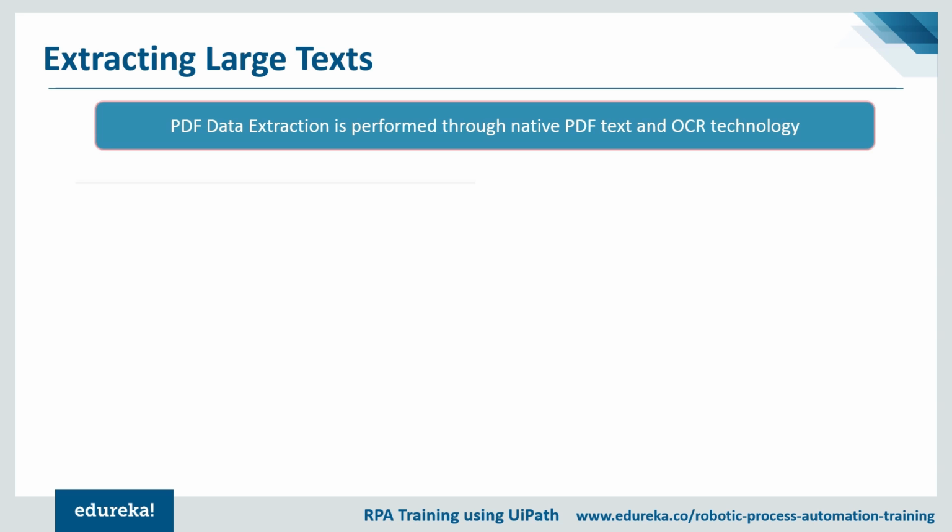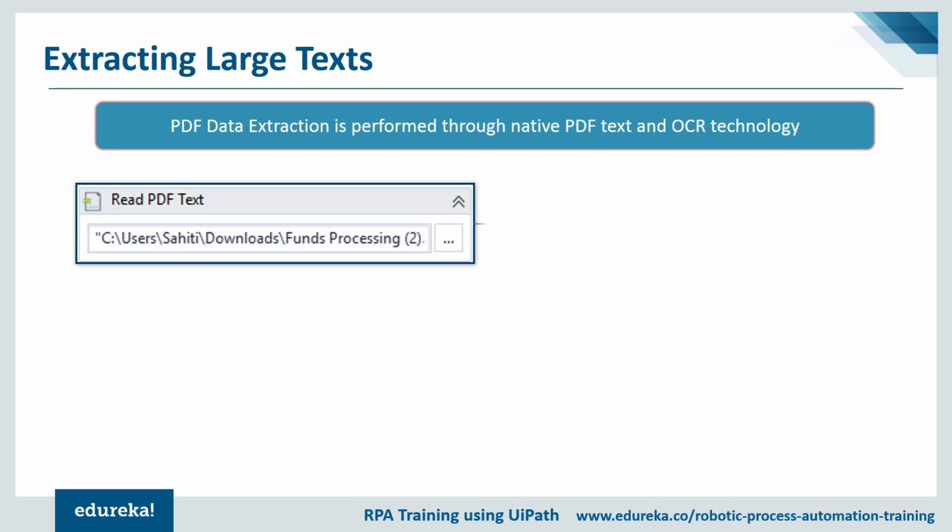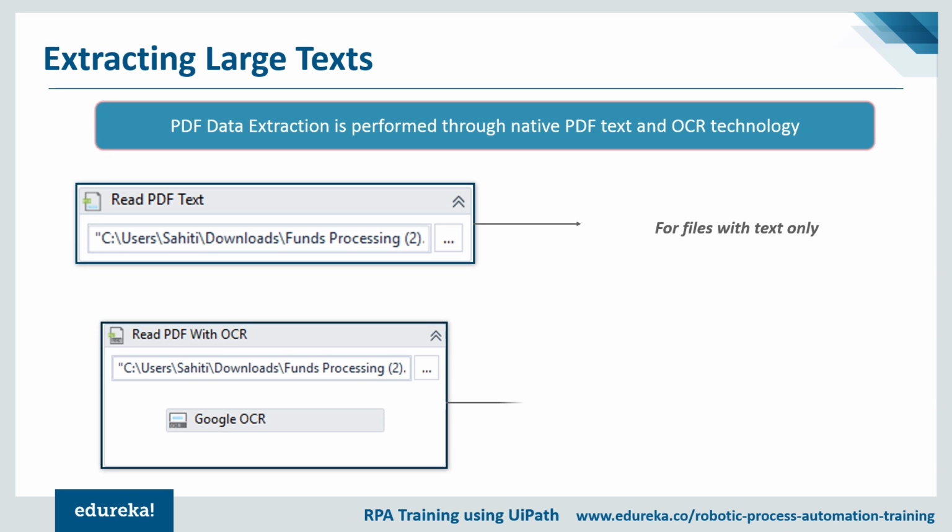Now to extract large text, there are mainly two options in UiPath. That is either to use the Read PDF Text activity or to use the Read PDF with OCR activity. Now what happens is the Read PDF Text activity is used to extract the data from those PDF files which have only text. So this particular activity is basically used to extract data from those files which have text only.